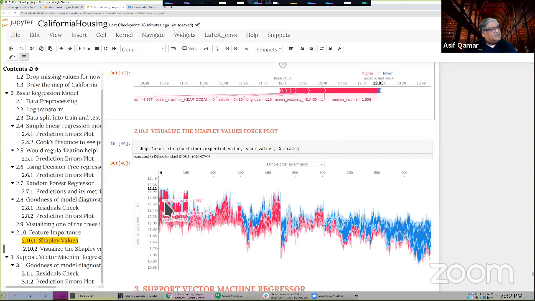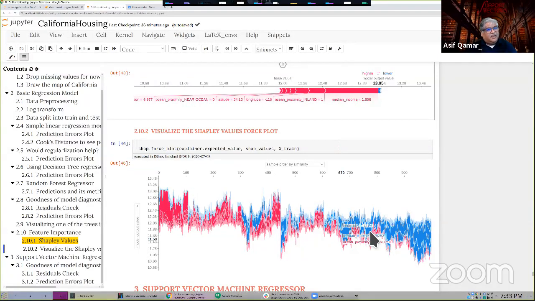And the factors that are, if you look at that, house median age. So low house prices, very low house prices, are very old homes. Does that make sense? I hope it makes sense, right?